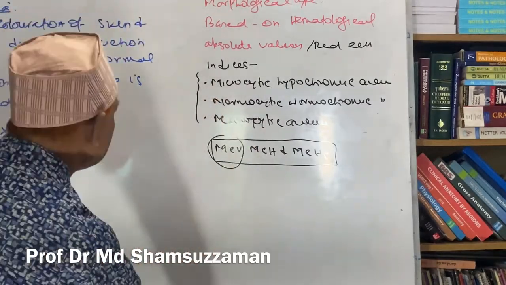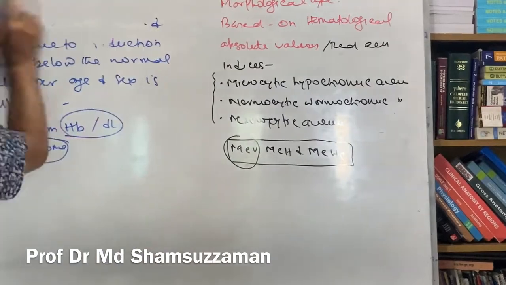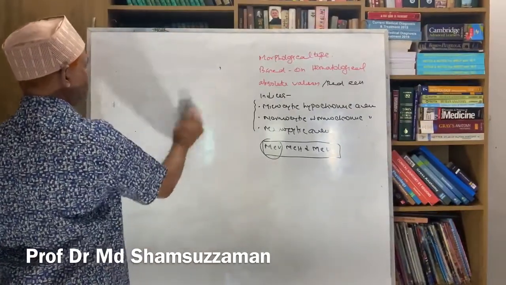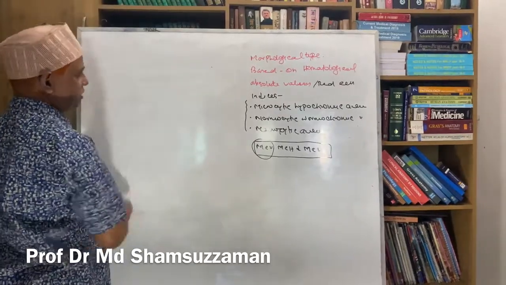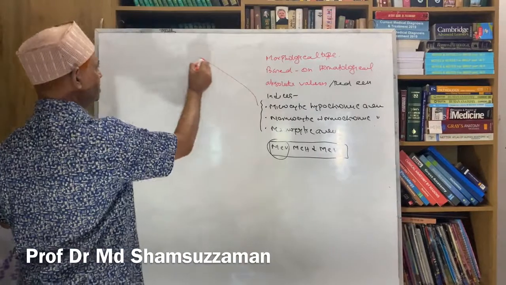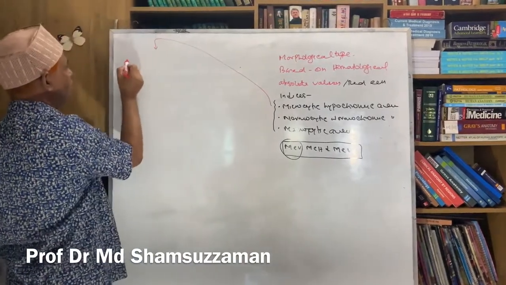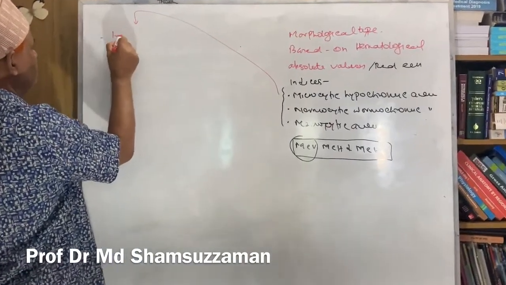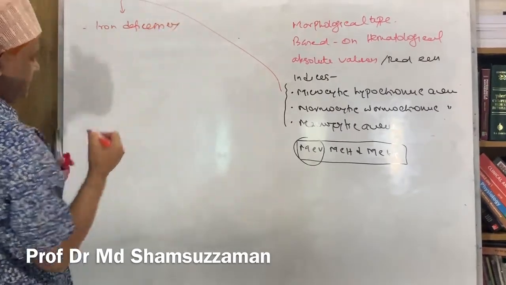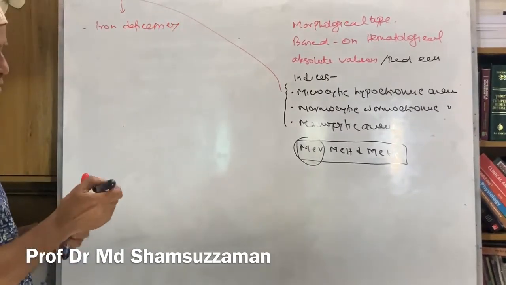Now come to what are the causes or what are the examples of microcytic hypochromic anemia. Microcytic hypochromic anemia we get in iron deficiency. So iron deficiency anemia is one of the microcytic hypochromic anemias.